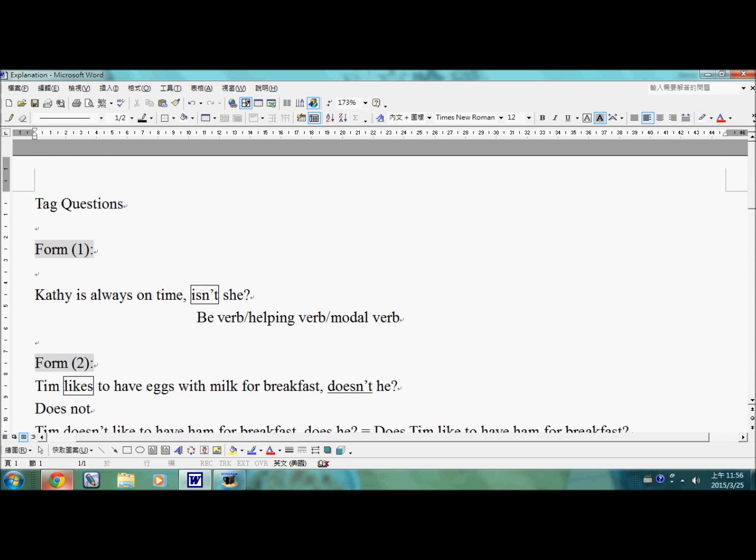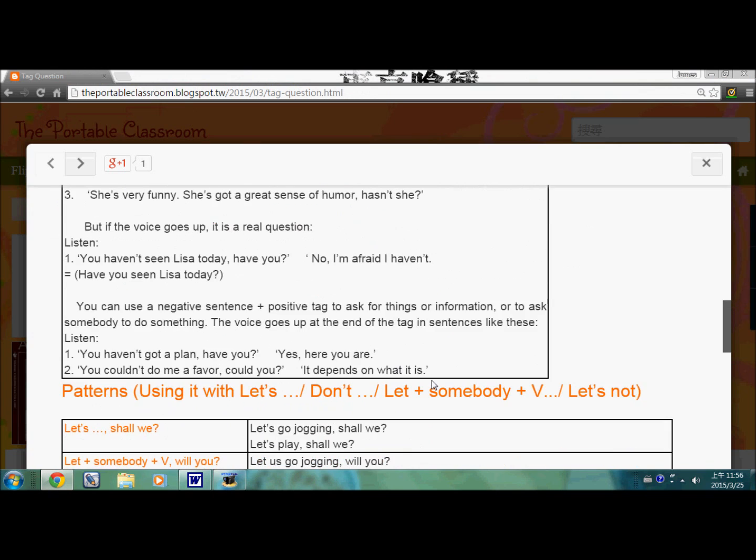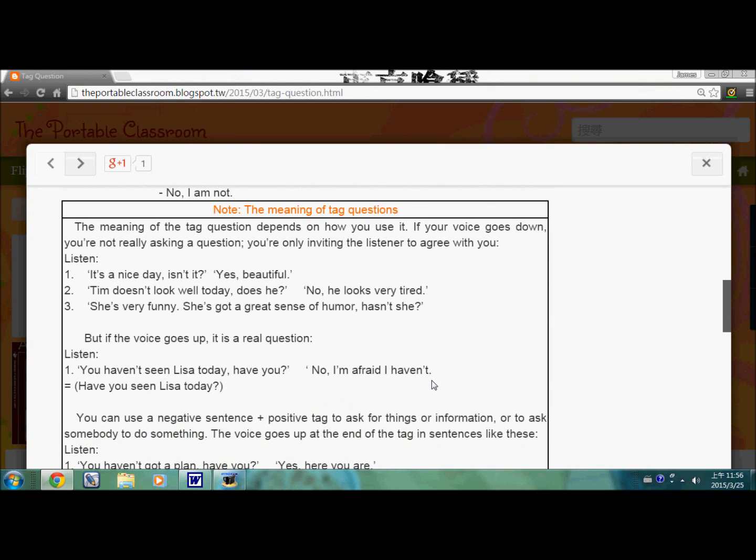You can go back to the lesson plan and have a look at how exactly you should use the tag question. And next time, we'll talk about some special cases that we use with tag questions.